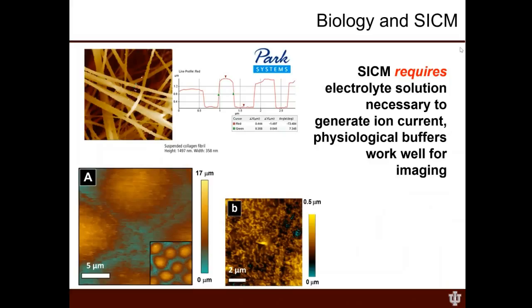So the one thing that you should think about if you're interested in doing SICM on biological samples is that SICM is unlike other imaging techniques in that it requires an electrolyte solution to generate the ion current. So you have to have this electrolyte solution present for SICM. And physiological buffers are at concentrations of 100 to 150 millimolar, somewhere in that range. They're just at the perfect range essentially for SICM. So it works very well for imaging.